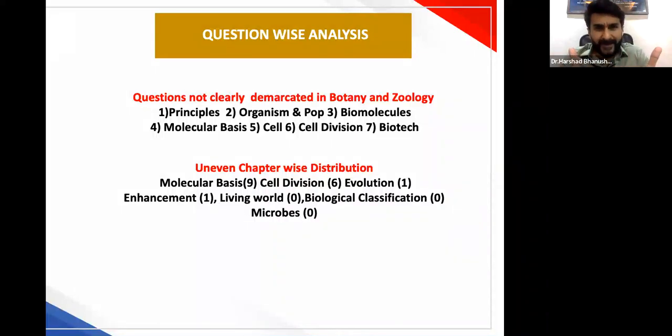Biological classification, a decent sized chapter, not even a single question came from that. Microbes, no question. Living world, no question was asked. Enhancement in food production, only a single question had come from that chapter. So I would say the chapter-wise distribution is uneven. You have a larger number of questions from molecular basis and cell division, and a very low number of questions from the other chapters like evolution, enhancement, microbes, biological classification, etc.